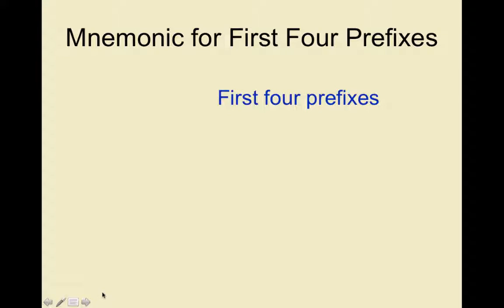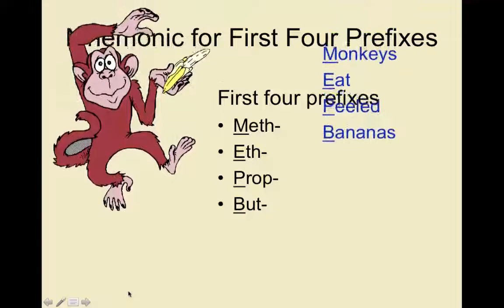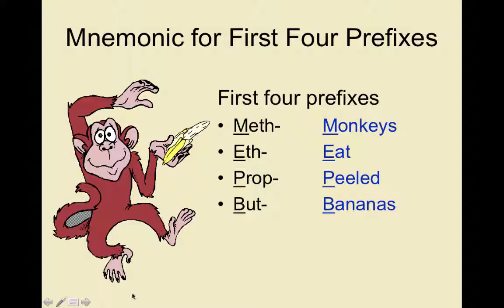So, a way that we can remember the first 4 prefixes is this mnemonic device, and it is that monkeys eat peeled bananas. Monkeys eat peeled bananas. First is meth, 1, eth, 2, 3 is prop, and 4 is but. Now, quite honestly, these are the 4 prefixes that you will use the most, for sure.